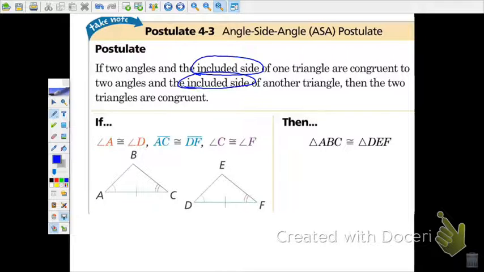So when you look at those markings, you will notice that the side marked is the side between the two angles. It's the side that the two angles share. Okay, so that is the included side. If either one of the other pairs of sides were marked, then it would not be angle, side, angle. The side is directly between the two angles. So that's what we need for angle, side, angle.